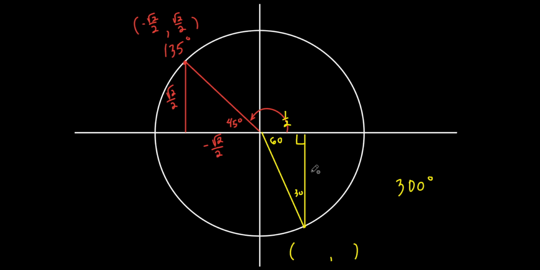The longer side is how much? Square root of 3 over 2. But this is going what? Down. So this would be a negative square root of 3 over 2. This is a positive 1/2 because we're going to the right. So what's your ordered pair? It's 1/2, negative square root of 3 over 2.